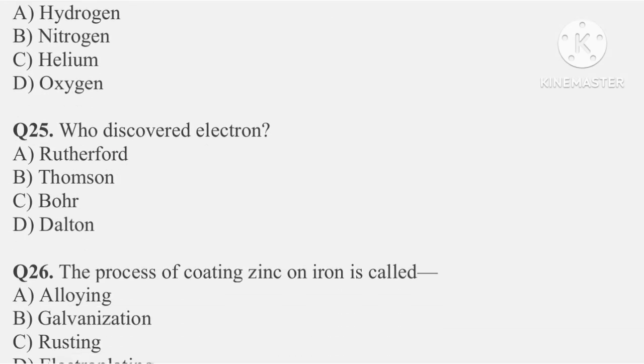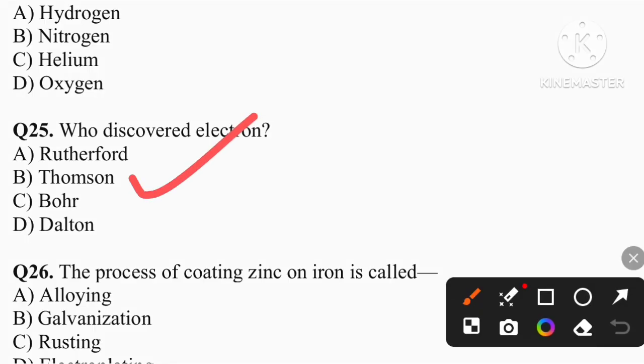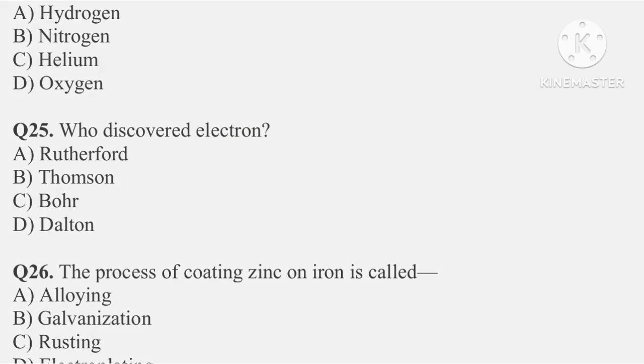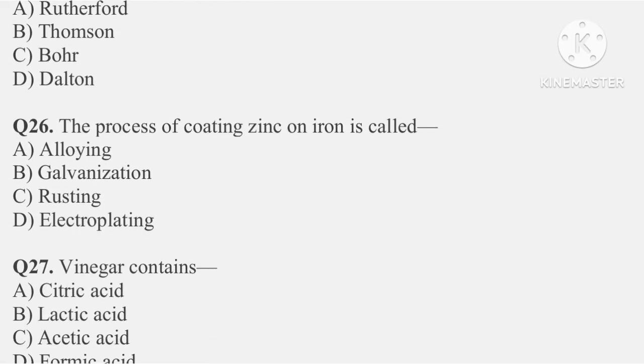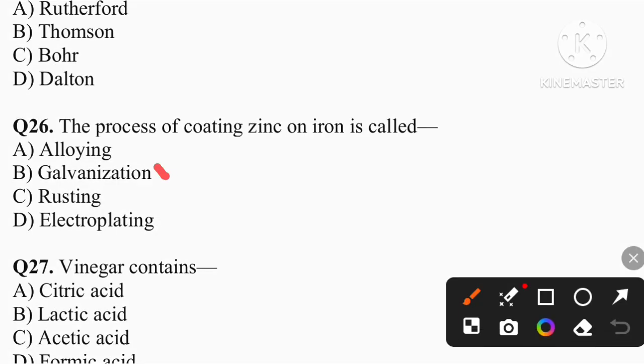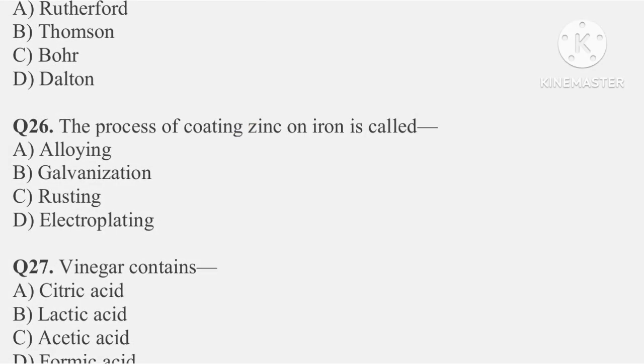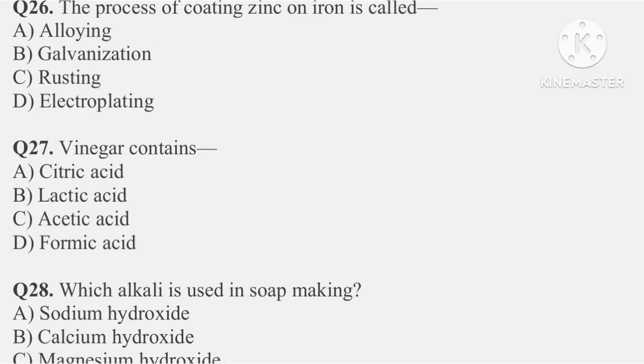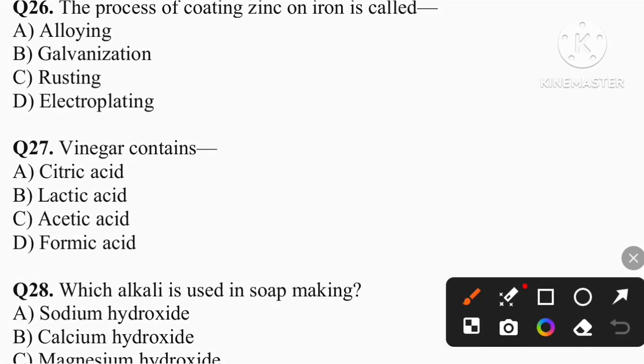Question number 25, who discovered electron? So the answer is option B, that is Thomson discovered the electron. Question number 26, the process of coating zinc on iron is called galvanization, that is option B. Question number 27, vinegar contains acetic acid, that is option C.